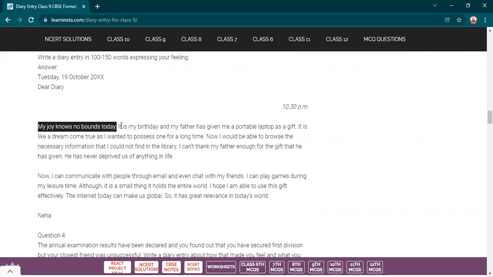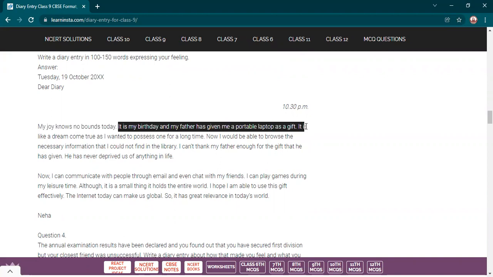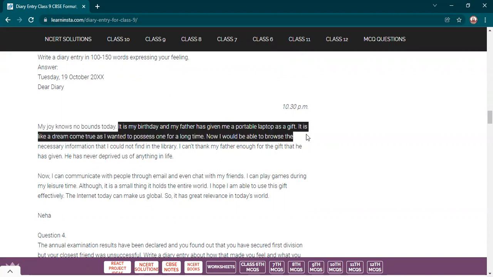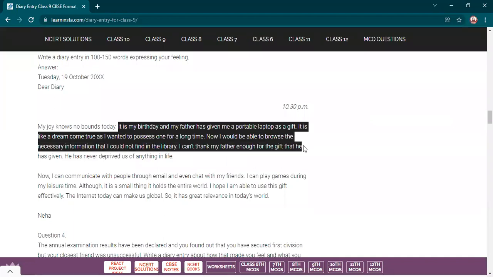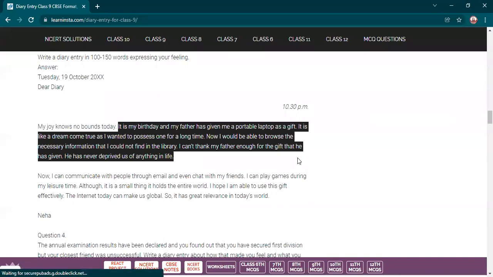It is my birthday and my father has given me a portable laptop as a gift. It is like a dream come true as I wanted to possess one for a long time. Now I would be able to browse the necessary information that I could not find in the library. I can't thank my father enough for the gift that he has given. He has never deprived us of anything in life.